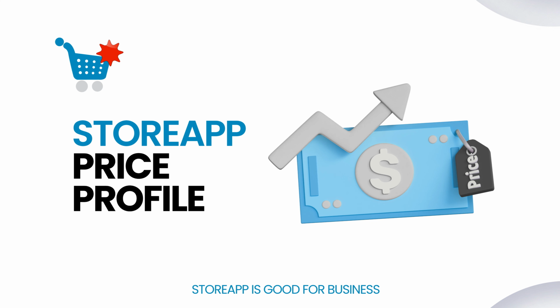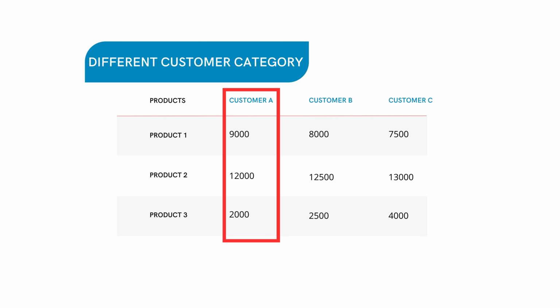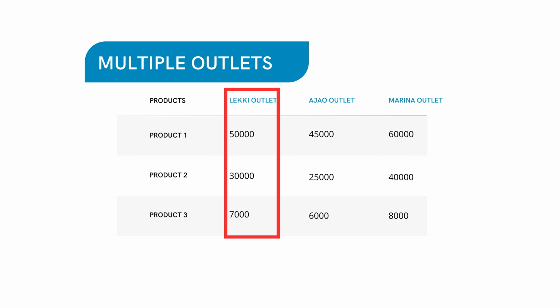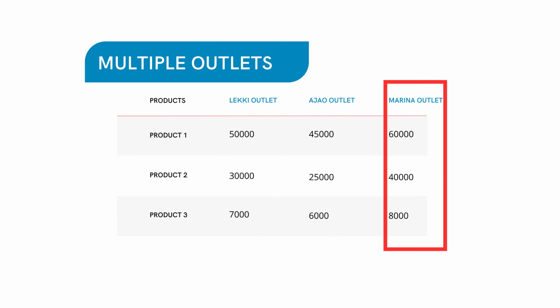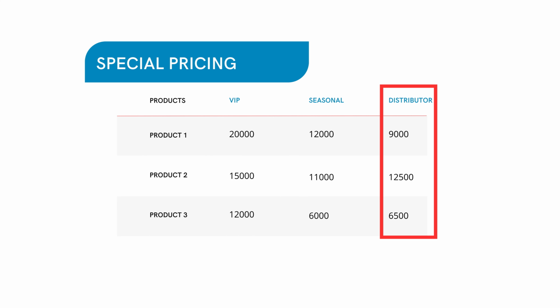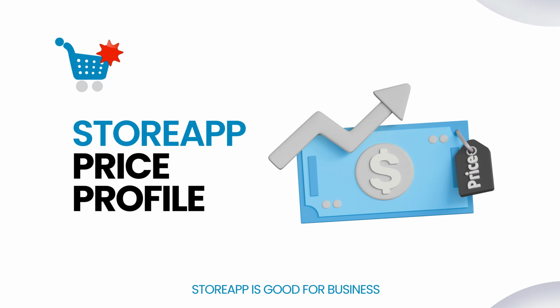In this session, you'll learn how to set multiple selling prices for your products using price profiles. This is useful when you're selling to different kinds of customers, running multiple outlets, or offering special pricing. To use price profiles correctly, there are two main steps.